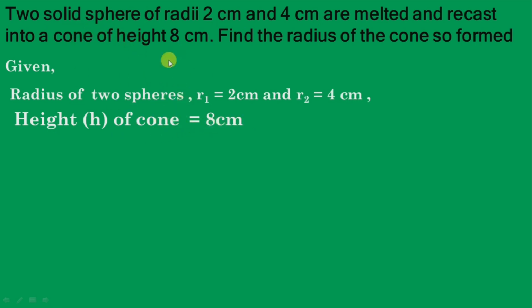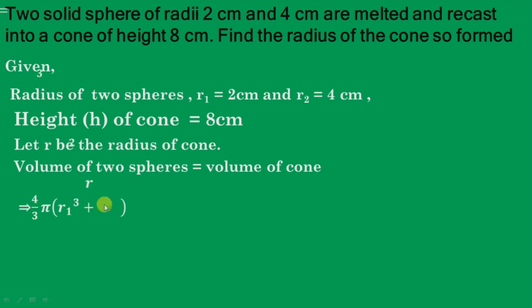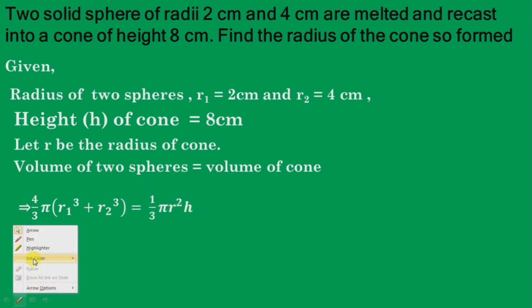So there are two spheres. Spheres change into a cone of height 8 cm. Let r be the radius of the cone. So according to the problem, volume of two spheres is equal to volume of cone. So volume of two spheres is equal to 4 by 3 pi (r1 cube plus r2 cube) is equal to volume of cone, which is 1 by 3 pi r square h.